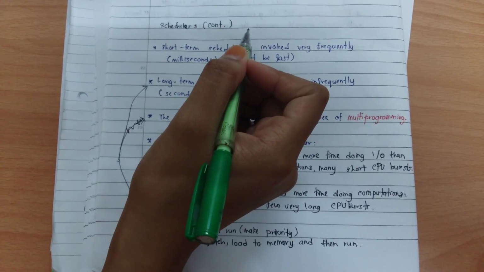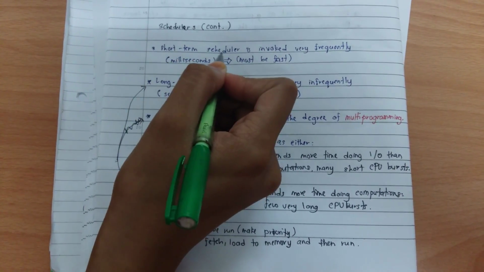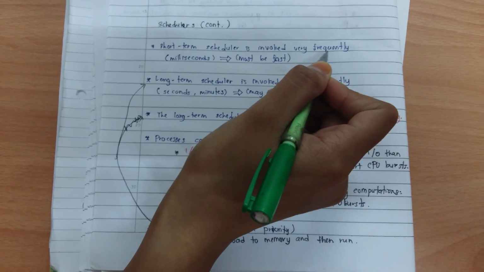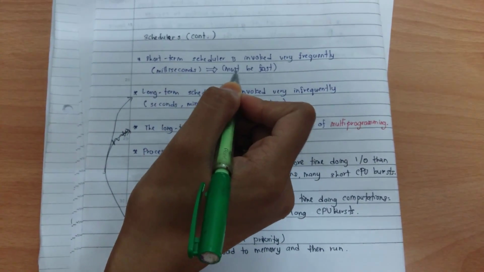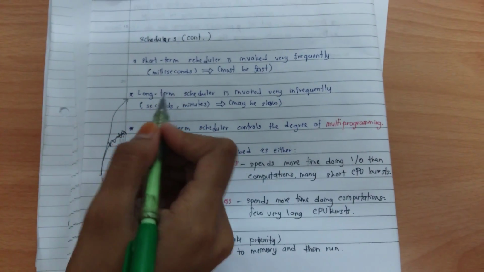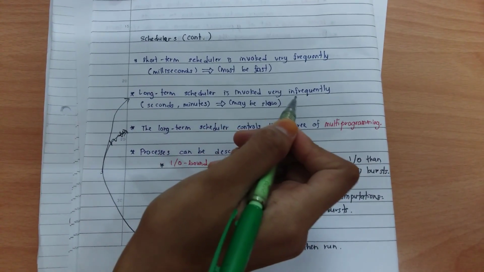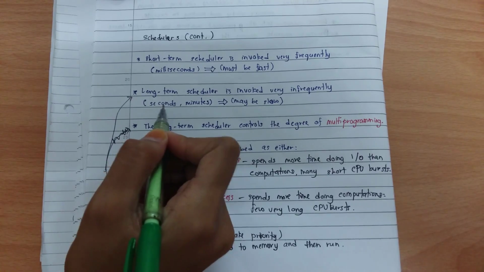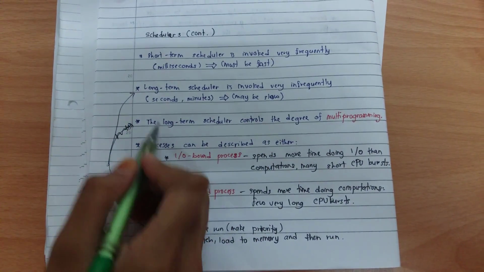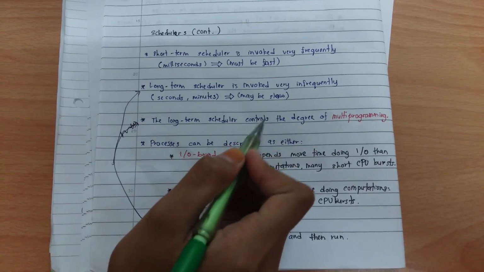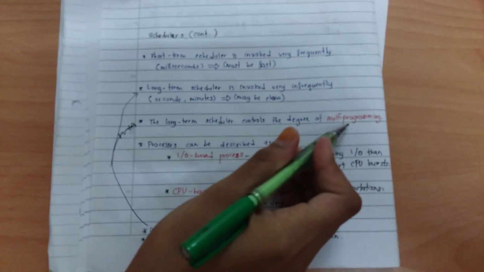The first point in scheduler content is short-term scheduler is invoked very frequently. We use milliseconds to measure it, and it must be fast. The second one, long-term scheduler, is invoked very infrequently. We use seconds or minutes to measure it, and it may be slow. Third, the long-term scheduler controls the degree of multiprogramming.